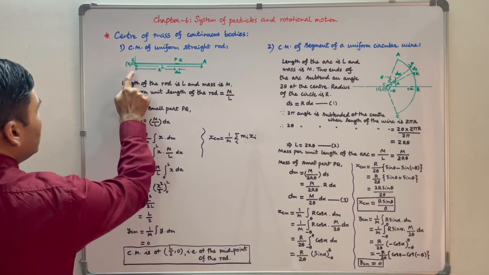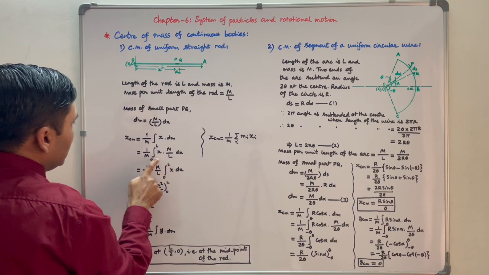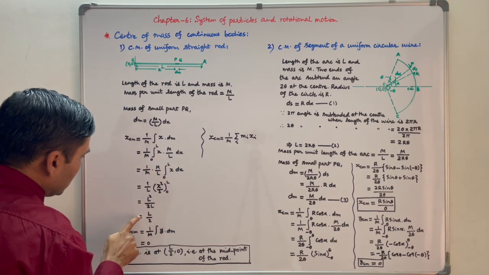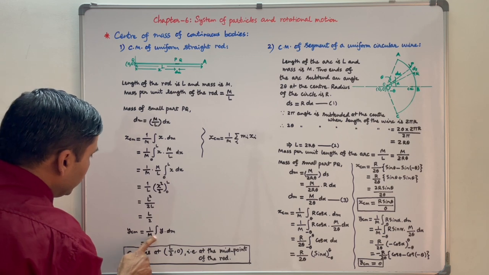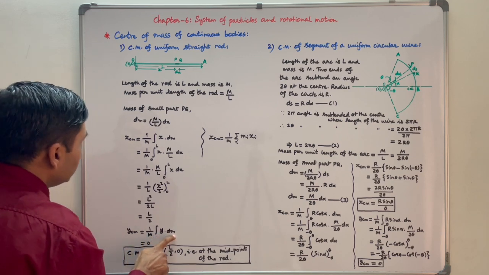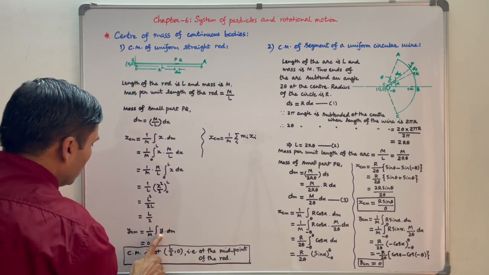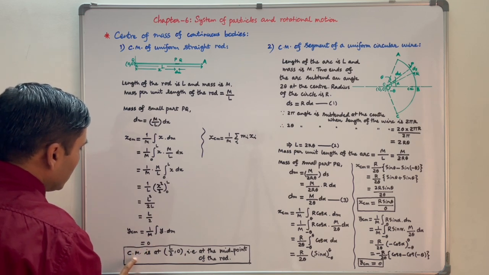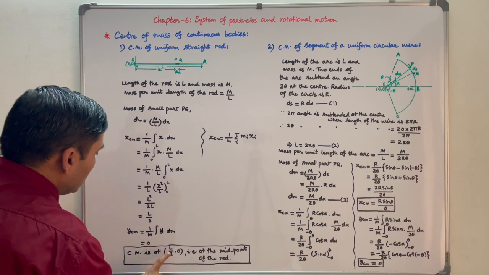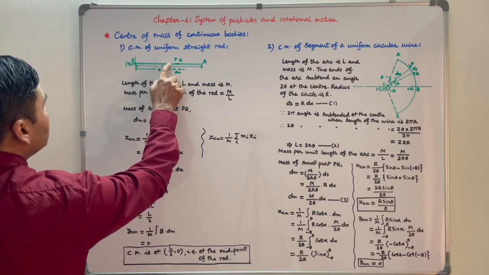Here x varies from 0 to L. So lower limit is 0 and upper limit is L. So xcm comes out to be equal to L by 2. YCM, that is y coordinate of center of mass of the rod, is equal to 1 by m integration of y dm. Since rod is kept along the x-axis, so y will be equal to 0. So YCM is 0. So center of mass of this rod which is kept along the x-axis is equal to L by 2, 0. That is at the midpoint of this rod.